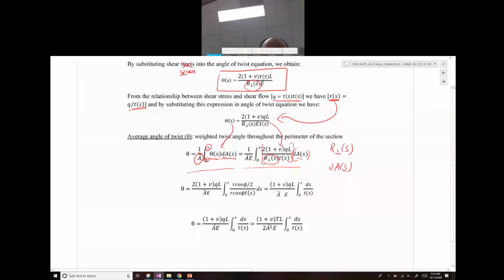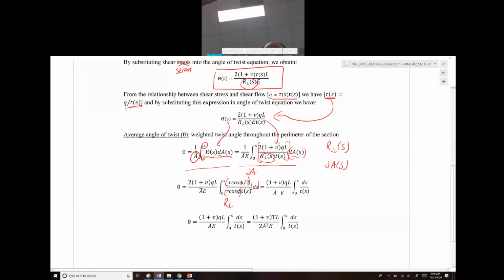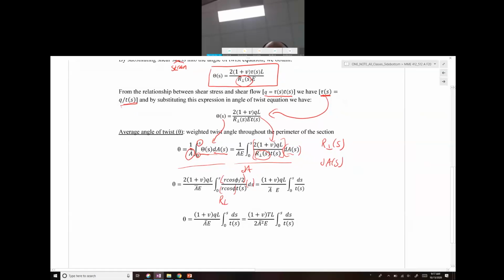all right, to this equation here, everything else in the equation is a constant, so we can bring it outside. So this is our dA term, and this is our perpendicular term. So what we end up getting is just an integral of ds divided by the thickness as a function of s, t of s. So that's the only part of the integral we actually have to do across the whole perimeter.